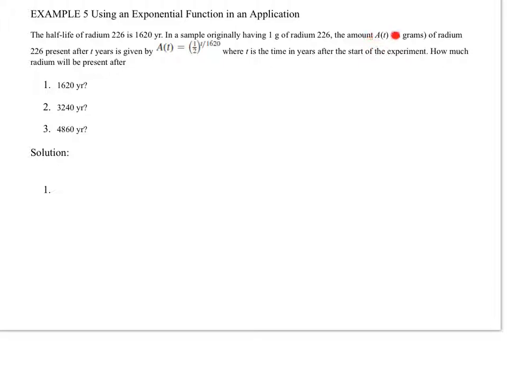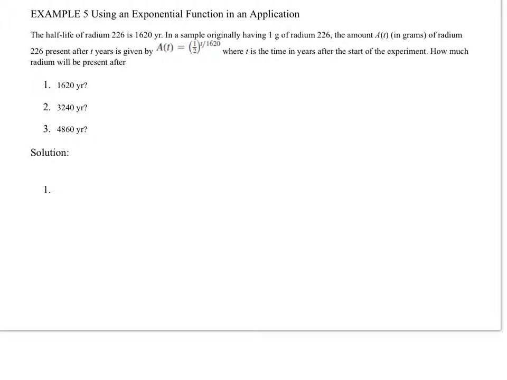which we're going to denote as A of t, present after t years is given by this formula right here. And t describes the time in years after the start of the experiment. So if they give us the number of years that have passed, we can say how much radium we have if we started with 1 gram.